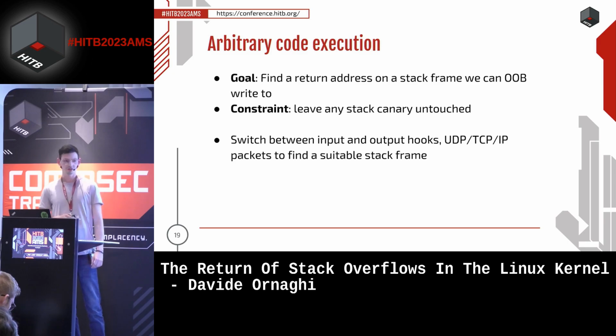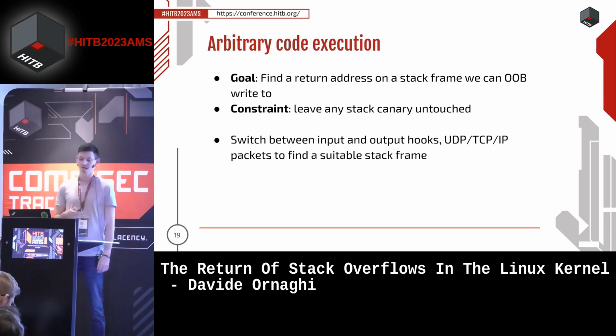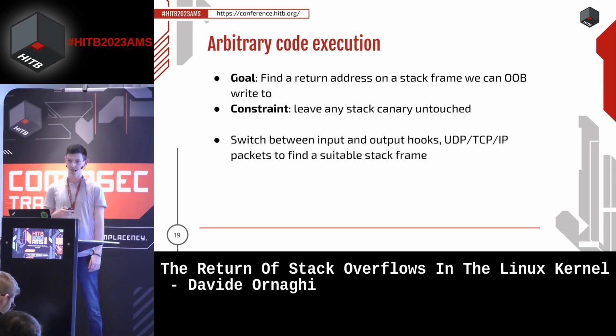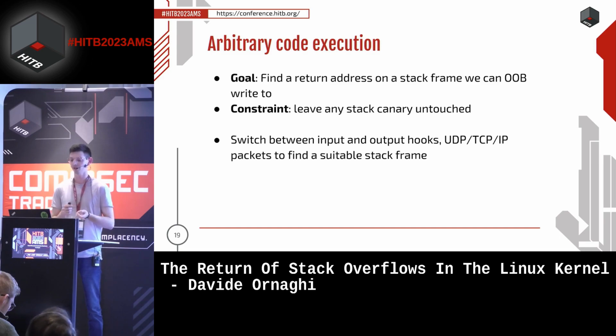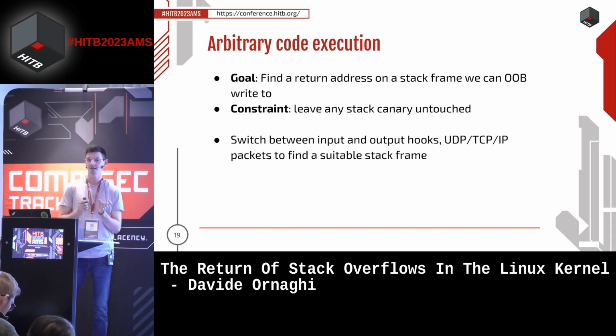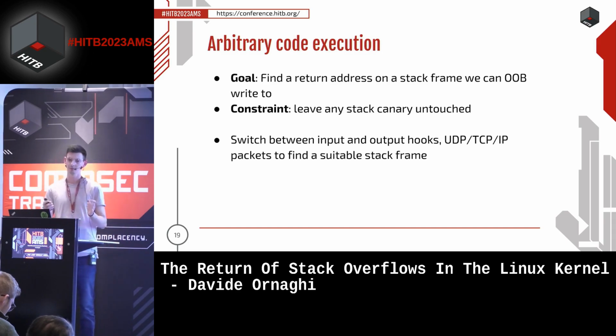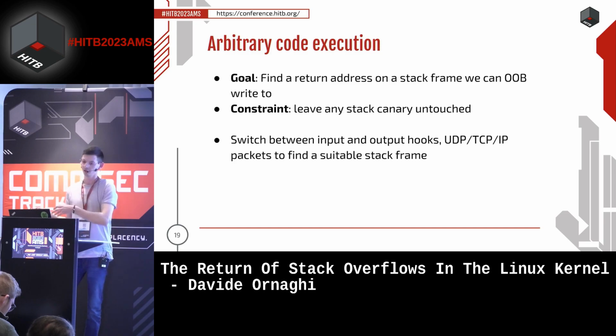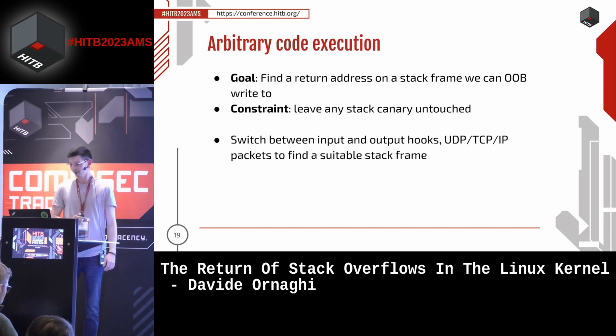As for code execution, the goal is always the same. We want to overwrite the RIP in a stealth way to jump somewhere else. And so we need to find a particular frame that we can OOB write to, in order to only ever overwrite the return address by skipping the canary, which sits in between the local vars and the actual return address. So the constraint is that we do not have to touch any canary.